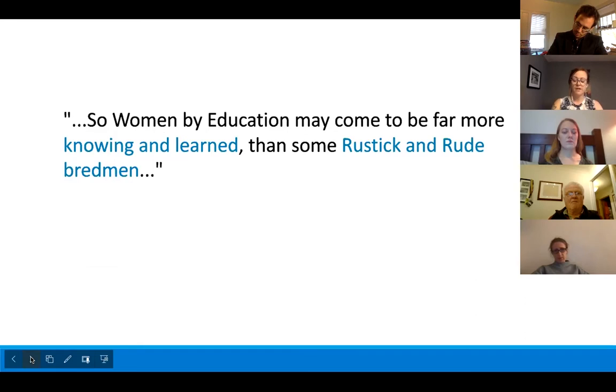Though underwhelming by modern standards, Cavendish was still subversive when she concludes, quote, so women by education may come to be far more knowing and learned than some rustic and rude-bred men, end quote. Cavendish again uses juxtaposition to great effect, showing the extent of gendered inequality through the comparison of knowing and learned women to rustic and rude men. She qualifies this statement even further with the use of the word some, the implication being that many rustic and rudely bred men remained superior to the best bred and educated women.